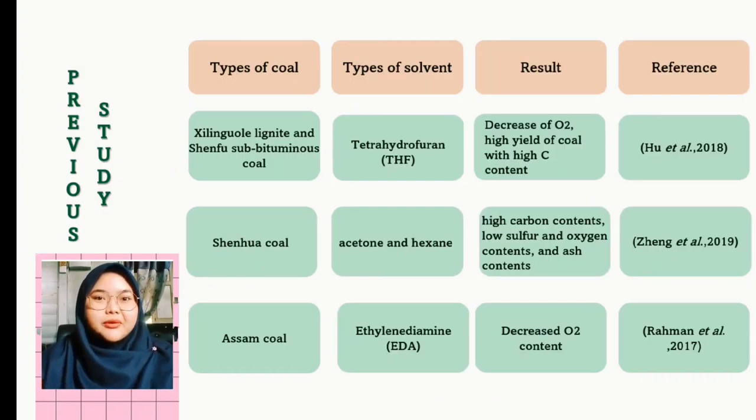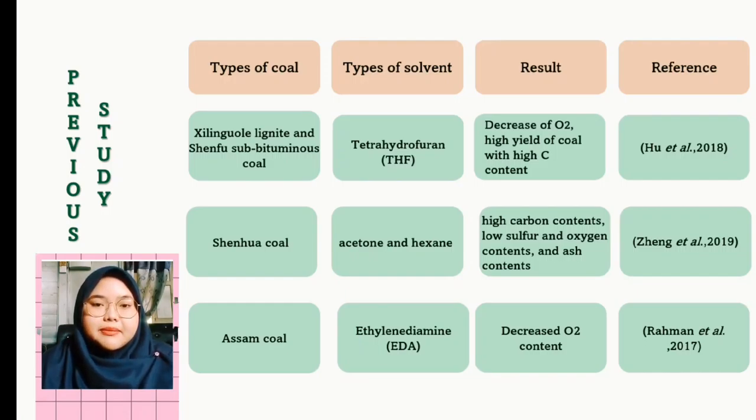Here are some of the previous studies that used Soxhlet extraction to treat oxidized coal. Firstly, from a study conducted by Hu et al. in 2018, the types of coal used were Xinyuan Guanyi lignite and Shenfu sub-bituminous coal. The solvent used was tetrahydrofuran, resulting in a decrease of oxygen and a high yield of coal with high carbon content.